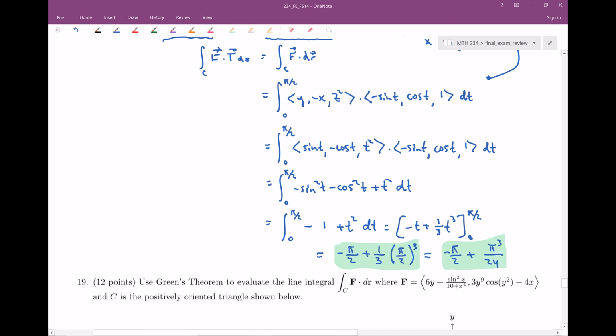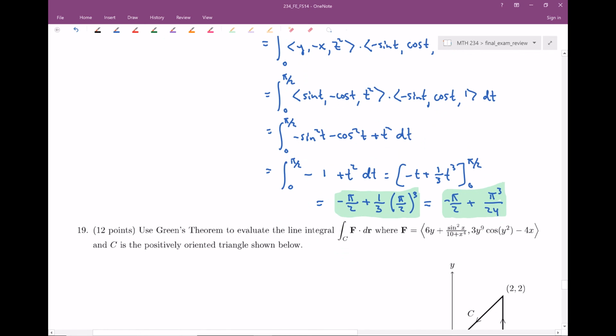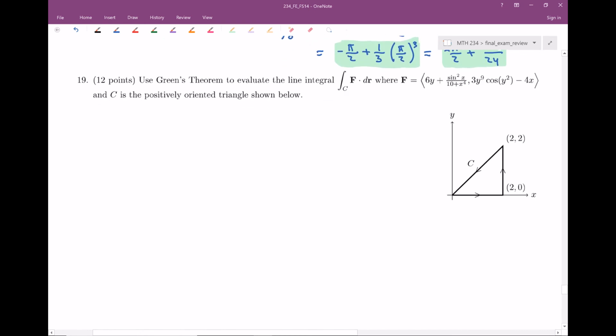All right, so there's evaluating out a line integral. Let's go ahead and move on to the last problem for this page. Use Green's theorem to evaluate out the line integral. In fact, this is probably telling us too much here. I would like us to imagine, really quick, that you just see this, right? Evaluate out the line integral where F, right, we have this nice given vector field here, and C is the positively oriented triangle shown below.